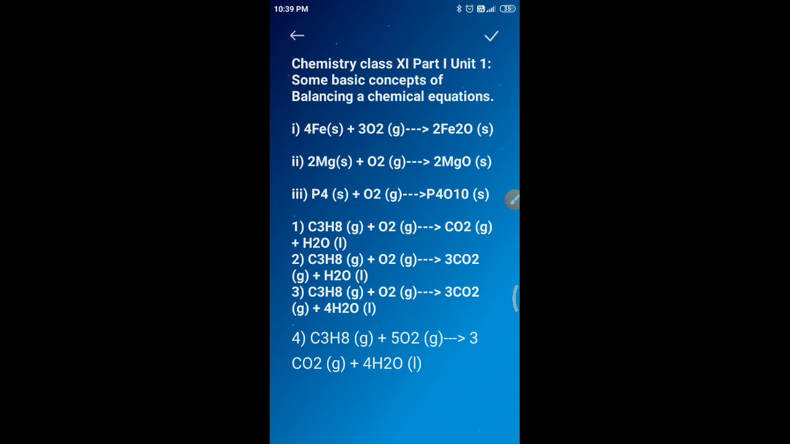Always remember that the subscripts in the formulas of reactants and products cannot be changed. Whatever reactants are used, and the products that come from those reactants, should not be changed. Here we only have to change the coefficients. We have to match the numbers of atoms in the equation. I hope, students, you have understood balancing a chemical equation.